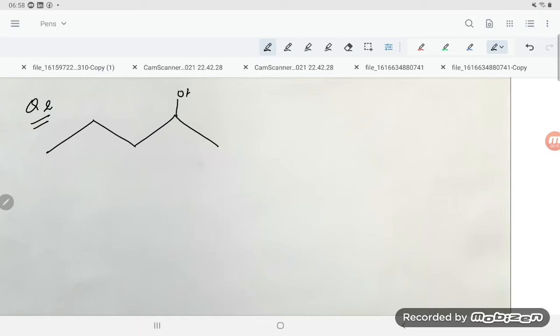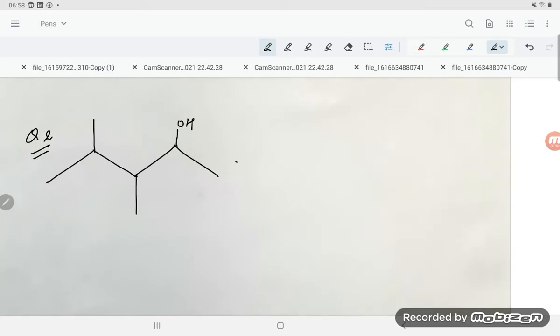Here is the OH group. Okay, here is this group. And here, if you are treating with concentrated H2SO4 at 443 Kelvin, okay, the temperature is higher.